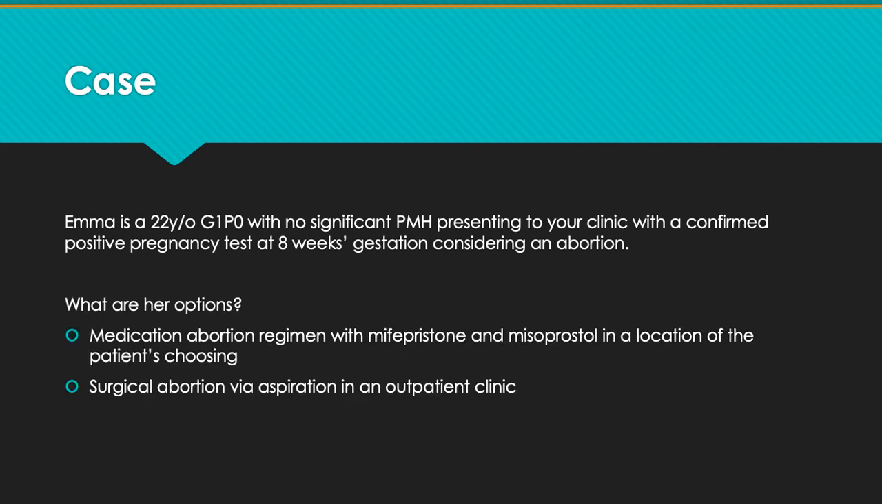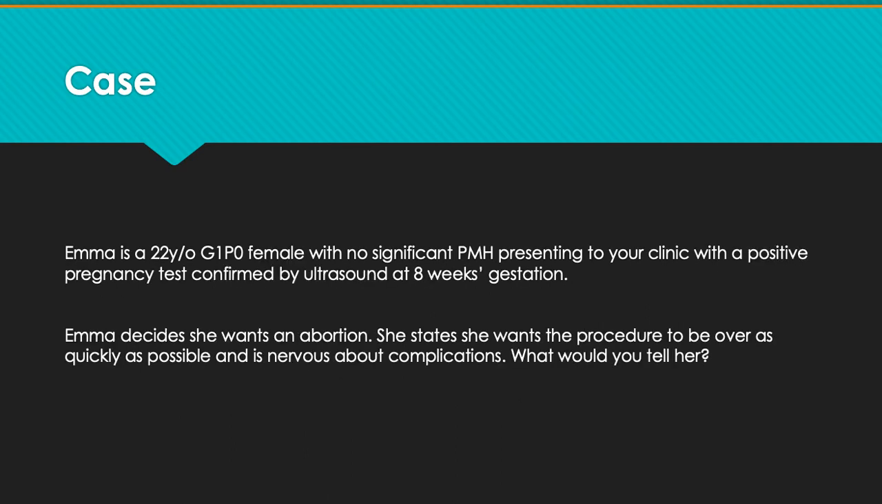So Emma is in her first trimester of pregnancy. She can have a medication abortion that can be done at home or another place she feels comfortable, or an aspiration procedure in an outpatient clinic. After fully discussing her options for continuing her pregnancy and for abortion procedures, Emma states that she wants an abortion and wants the procedure to be over as quickly as possible. She is also nervous about complications. What would you tell her?